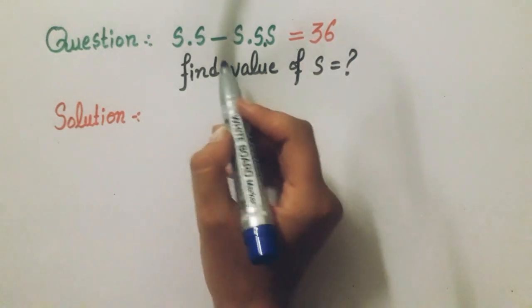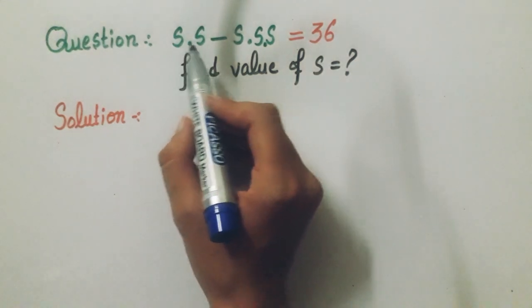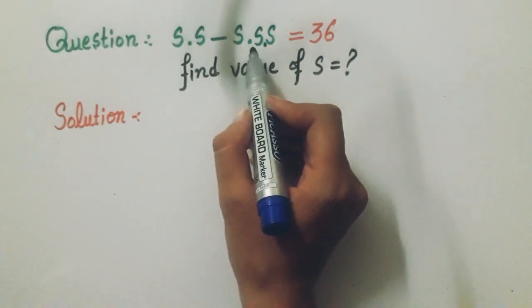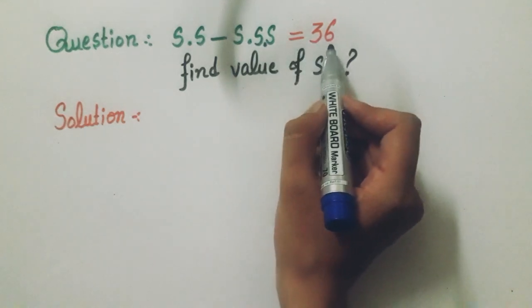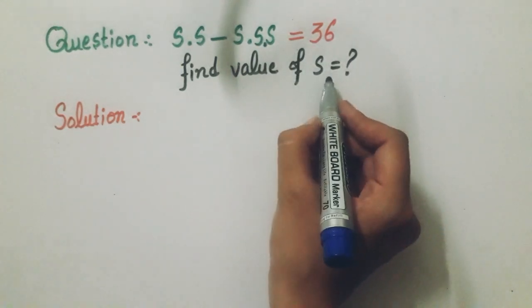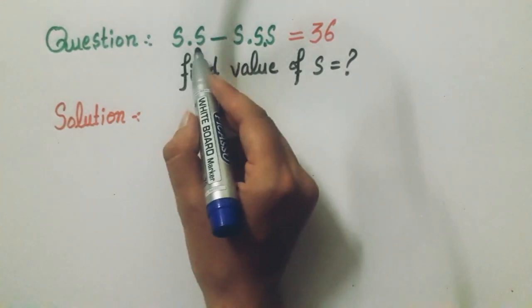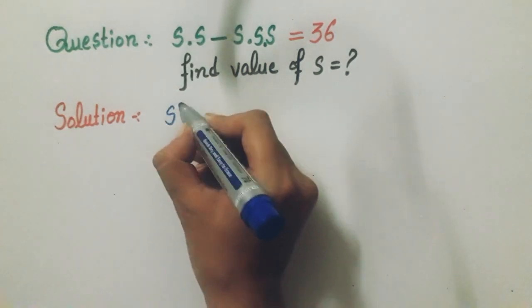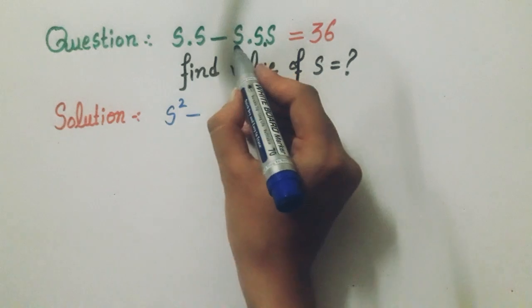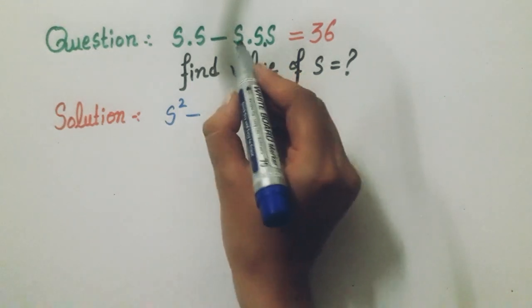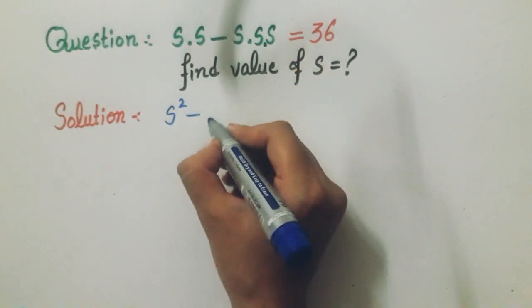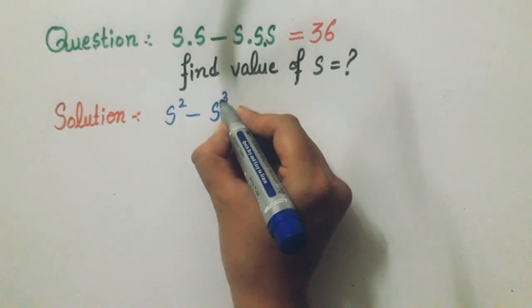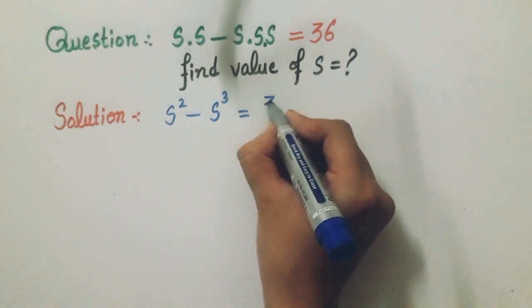Today we have an interesting question in which s·s − s·s·s = 36. Find the value of s. First of all, we will write this as s multiplied by s is s squared, minus s·s·s, which means 3 times s equals s cubed, and that is equal to 36.